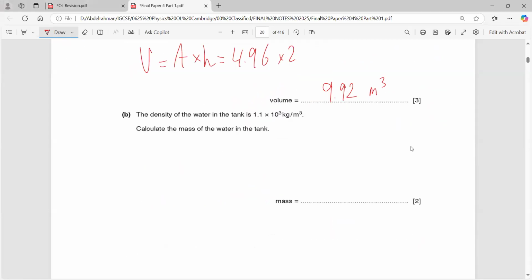I need to find the density. Sorry, I need to find the mass. Mass equals density times volume. You have the density, which is 1.1 times 10 to the power of 3, times the volume, which is 9.92. Times 1.1, it comes to 10,912 kilograms. That's it. It's a very simple question.